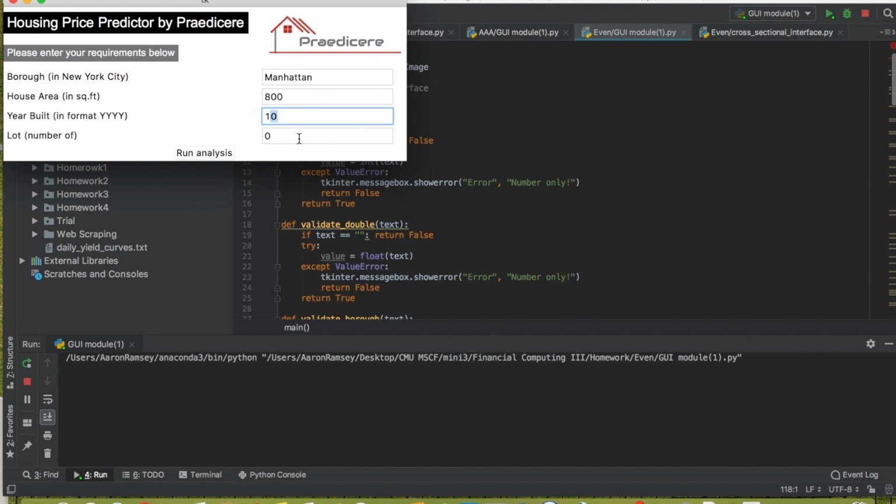house, and they want the house to be built in around 1990, and they want 5 total lots of their house. So after they input all the key information, they can just click Run Analysis, and our program will help them to automatically run the price prediction and also a time series analysis that shows our prediction of the price trend in the future.